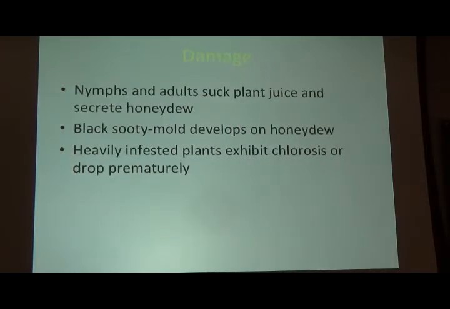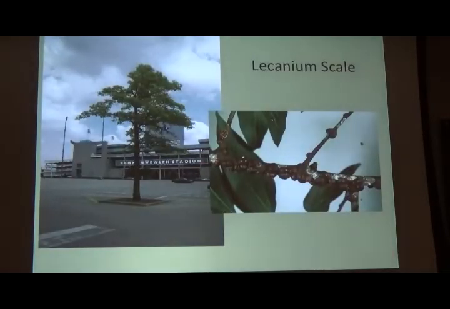1 generation per year. And once again, because the adults and the nymphs have similar mouth parts, they suck the plant juice, and as I told you, they create the honeydew. And when they infest a plant, what we oftentimes see is the chlorosis, and then sometimes we can see premature drop of leaves, but that isn't that common. Then we have Lucanium scale. I got this picture from Dan Potter. This is the University of Kentucky football stadium from about 15 years ago, but nonetheless, you can see the Lucanium scale there.